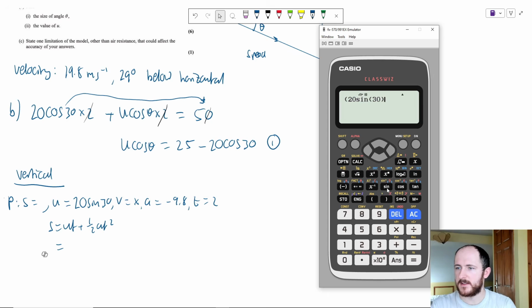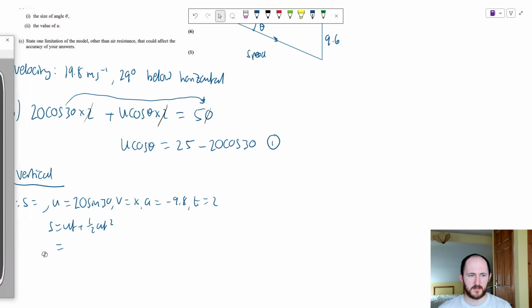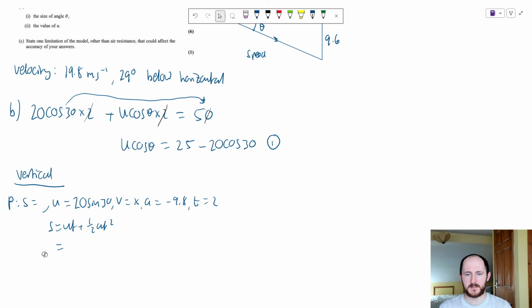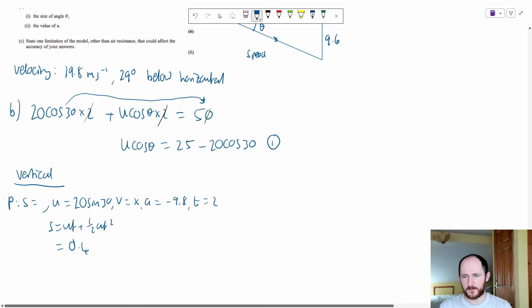20 sine 30 times 2, because I might forget that, plus 0.5 times minus 9.8 times 2 squared. 0.4. Oh my god, that's such a nice number. Right, fair enough, 0.4 metres. Am I trusting that? Why does that seem a bit small? 20 sine 30 times 2, ut plus half at squared is 0.4. Fair enough. And then we can do the same thing for Q.